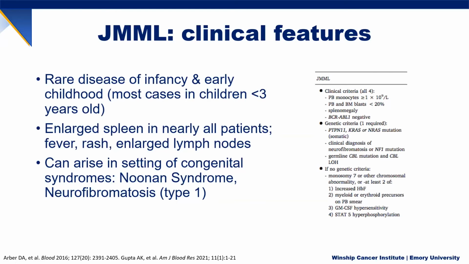And you can see from the diagnostic criteria here that, in this disease, these mutations have truly made their way in as a requirement in the diagnosis of this disease. And then an important note is that JMML can actually arise in the setting of congenital syndromes, so Noonan syndrome and neurofibromatosis type 1 being the most common. Now, this disease is considered what we call a RASopathy.